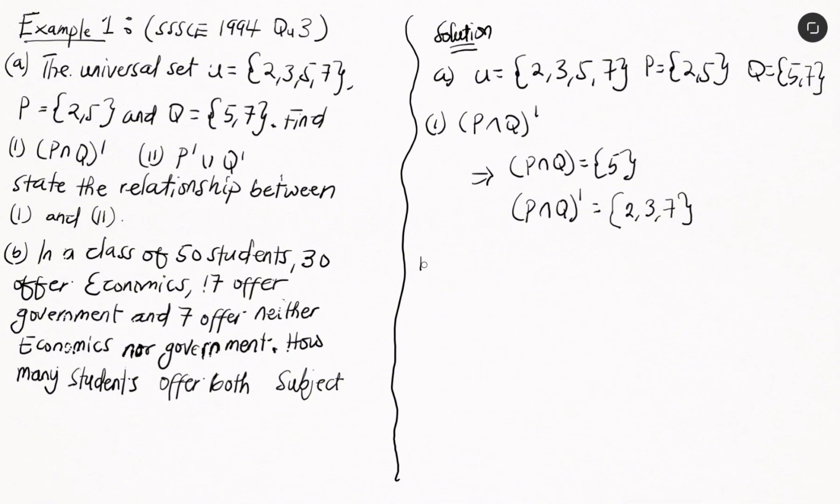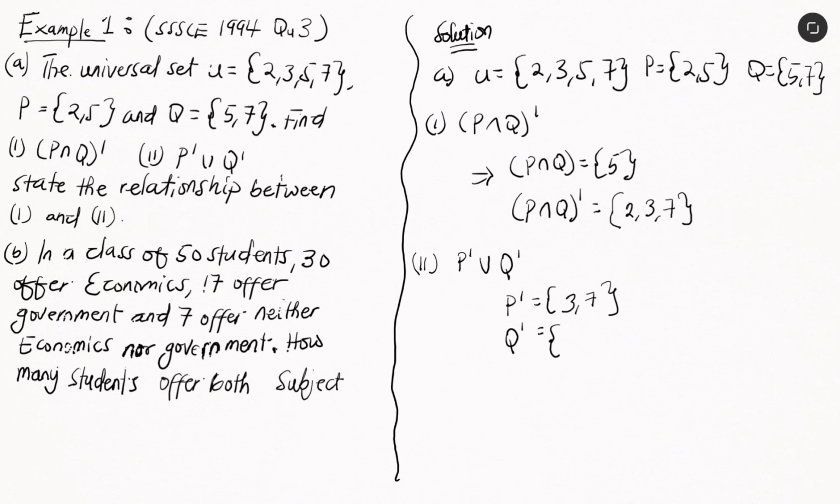Very good. So let's look at II. So what is P prime union Q prime? To do this, we first of all need to find P prime, and then Q prime. So P prime means you look at the set P. Any other number from the universal set that is not part of P becomes P prime. So for P, we have 2, 5. If we compare it to the universal set, we realize that 3, 7 is not there. So 3 and 7 becomes P prime.